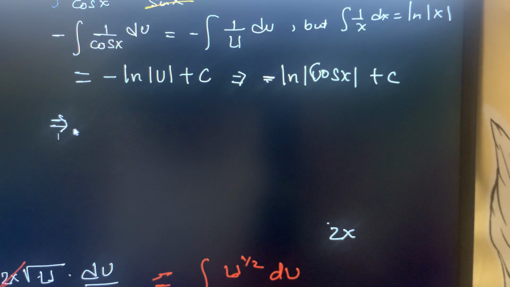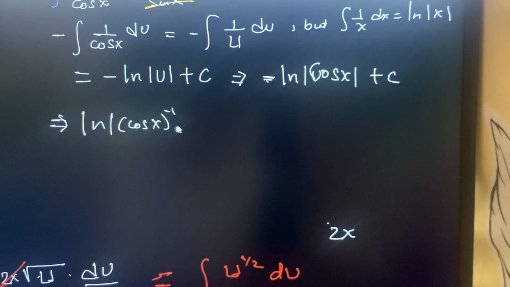That will give me this: ln of the absolute value of cos x inverse, okay? I can take this negative to the exponent, still plus c. This is plus c. Again, if I rewrite this one, I can further rewrite it like this.